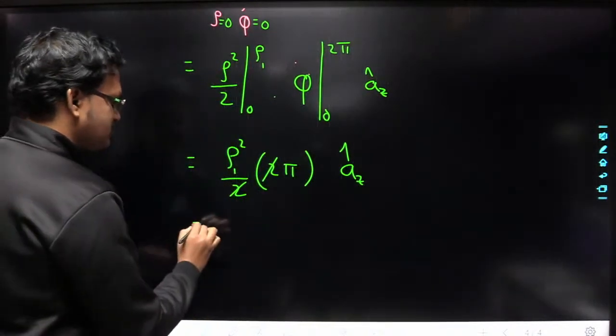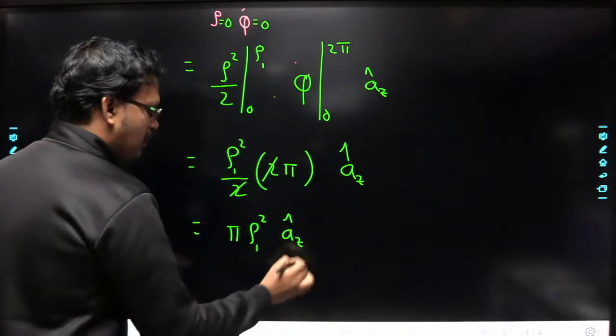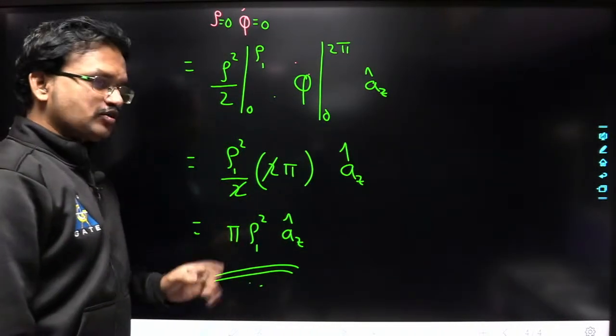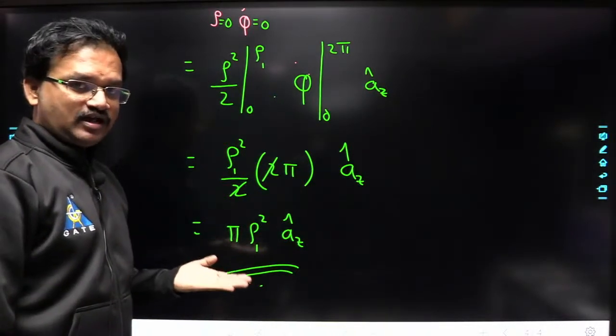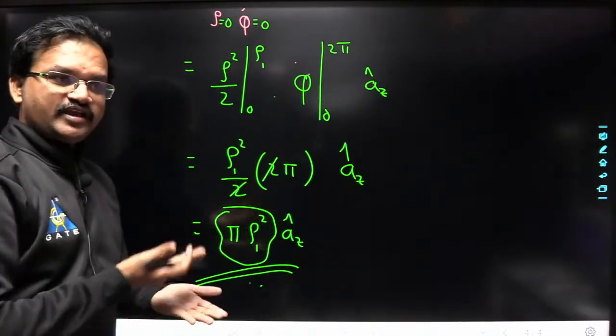2 will get cancelled. You are going to get pi rho 1 square az cap. So mathematically, what we got? Pi rho 1 square represents what? The radius of the circle or not? Sorry, the surface area of the circle or not? Yes or no? Pi rho 1 square is nothing but the surface area of the circle.